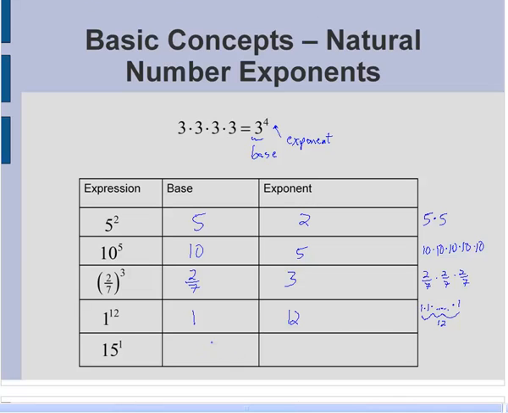And finally, 15 to the 1st power, the base is 15, and the exponent is 1. And what this means is there's a single factor of 15. And so that would be simply 15.